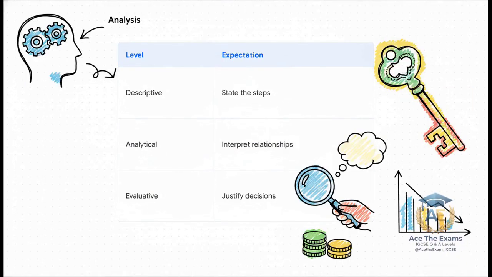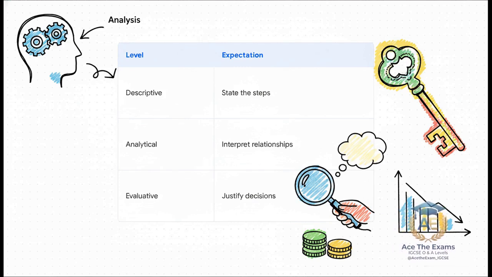During that same study session, we talked about how to unlock those top-tier marking bands. You have to actively shift your brain from AO1 knowledge to AO3 evaluation. Look at this progression. Descriptive answers are where the vast majority of students stop. They just state the steps and present a mathematical calculation. It's safe, but it doesn't score high.